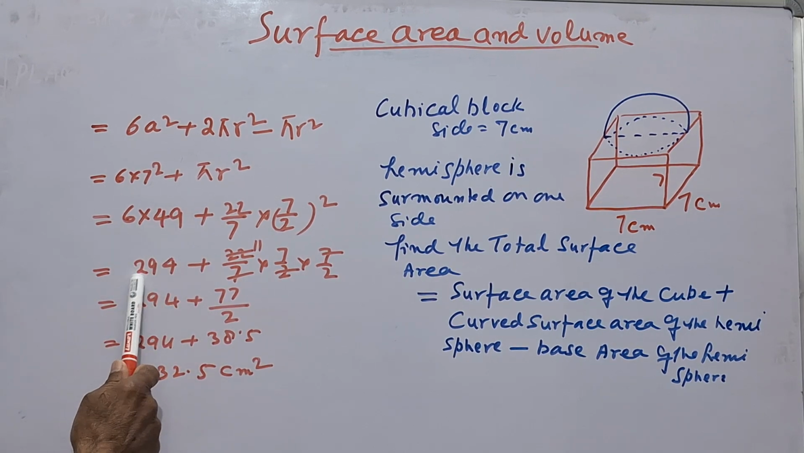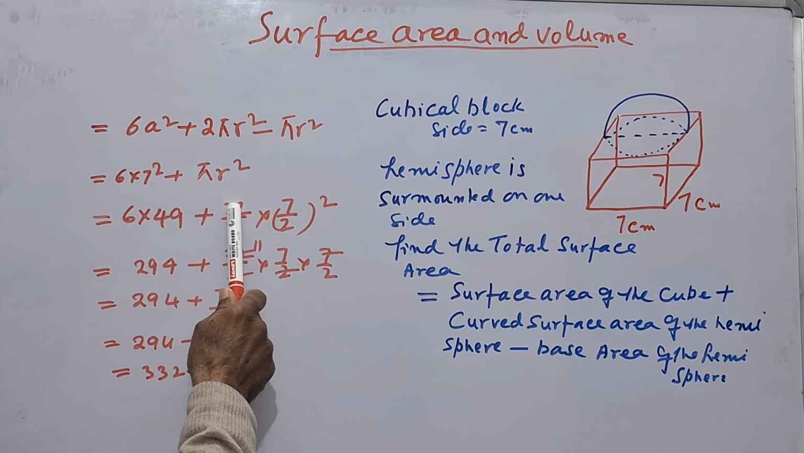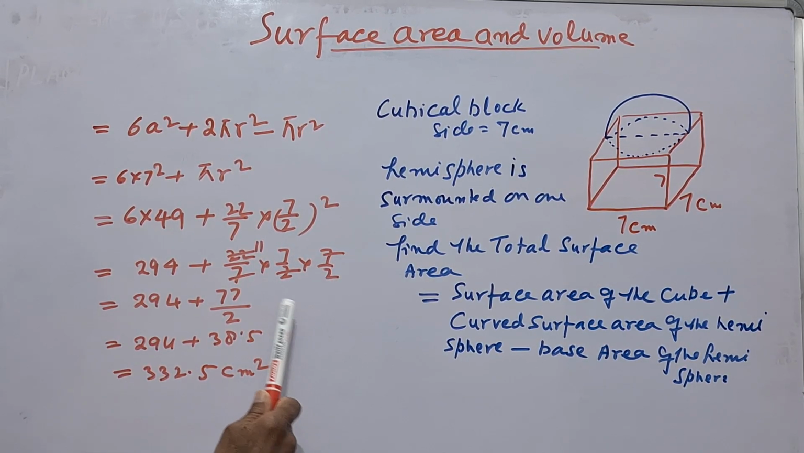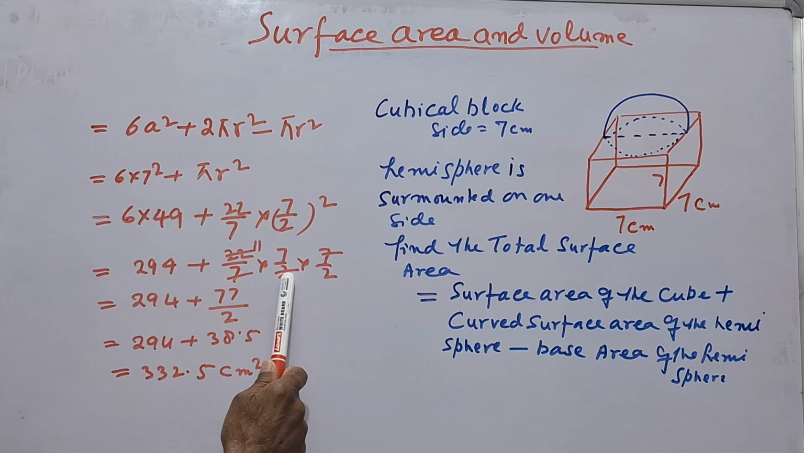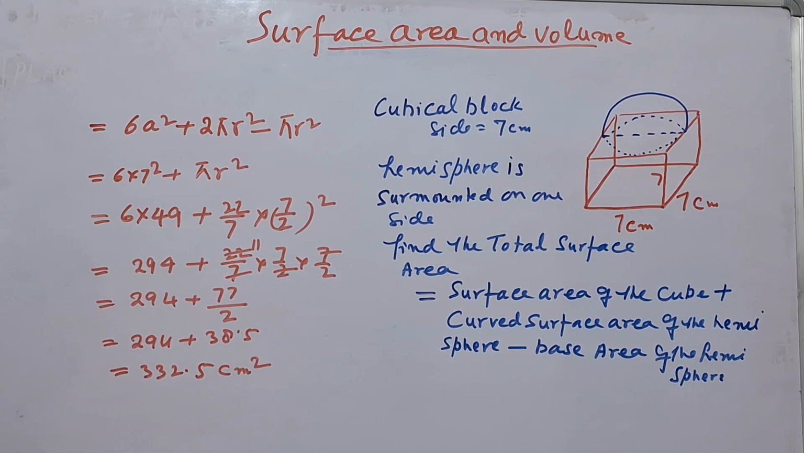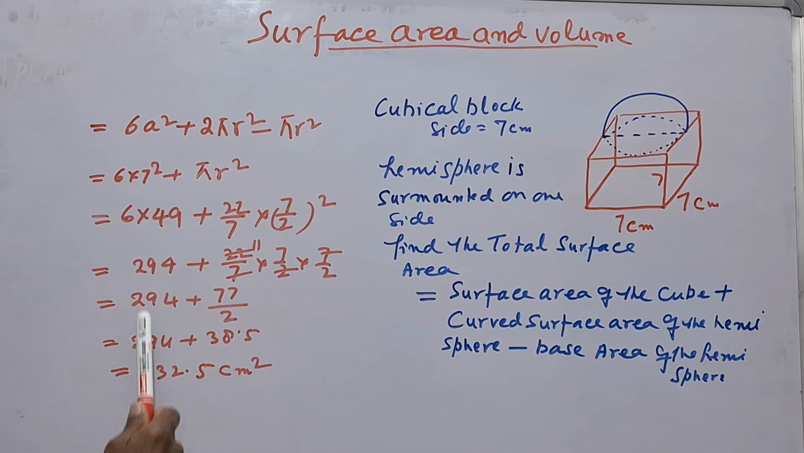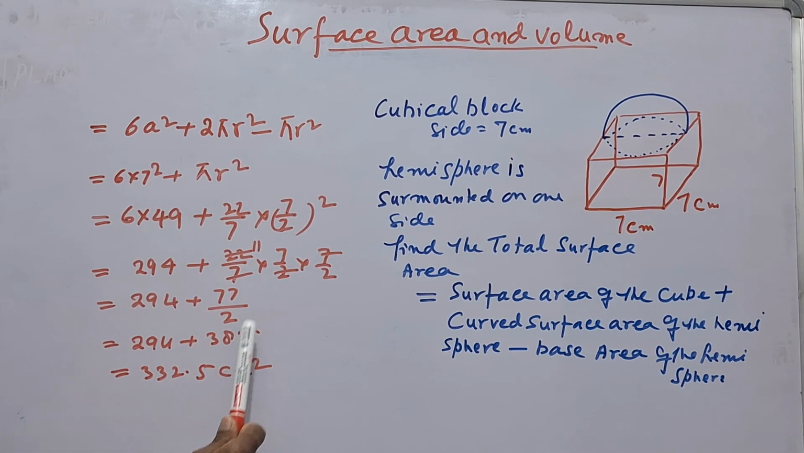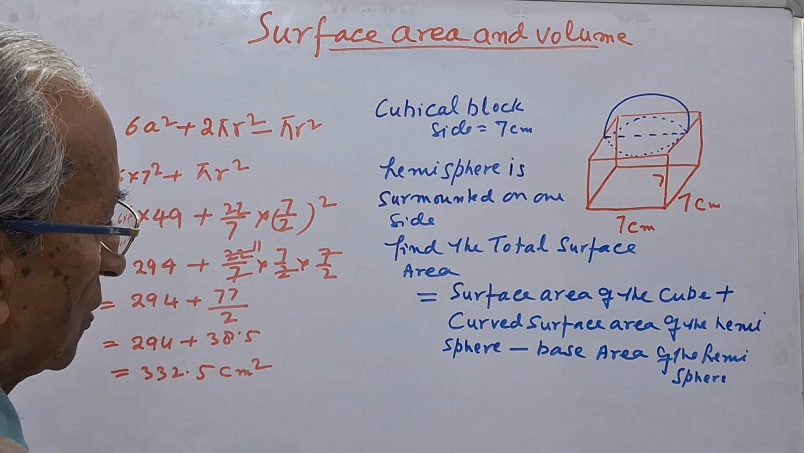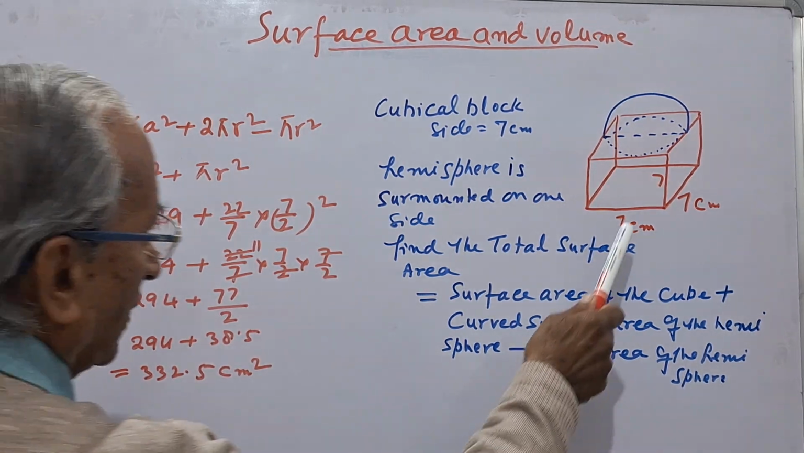6 into 49, that is 294, plus 22 upon 7 into 7 upon 2 into 7 upon 2, 7 divided out, 2 elevens are 22, then we get 77 upon 2. So 294 plus 77 upon 2, that is 38.5, and 294 plus 38.5, that is 332.5 centimeters square.